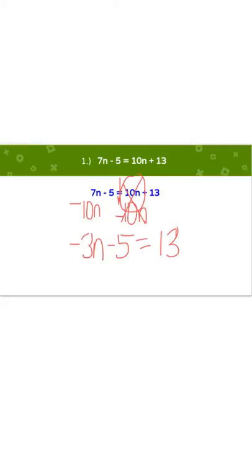Now we need to get the constants on the right, which means we need to get rid of this negative 5 or minus 5. The inverse operation of minus 5 is to add 5 to both sides. That cancels out the minus 5 and leaves you with negative 3n equals, then you have a positive 13 and a positive 5. They're same signs, so you add and keep. 13 plus 5 is 18, and it will stay a positive.